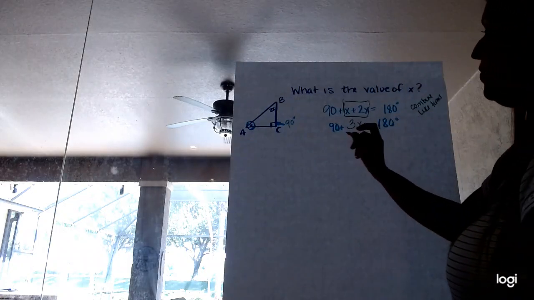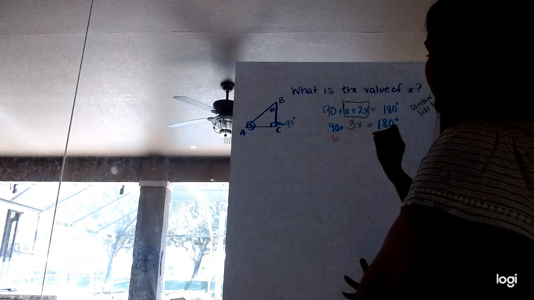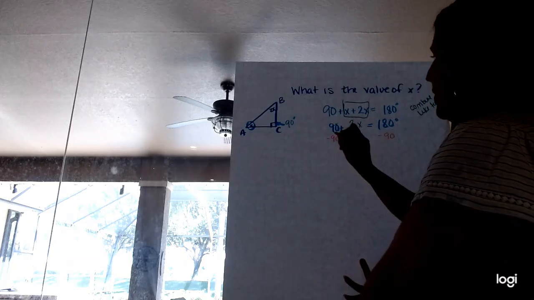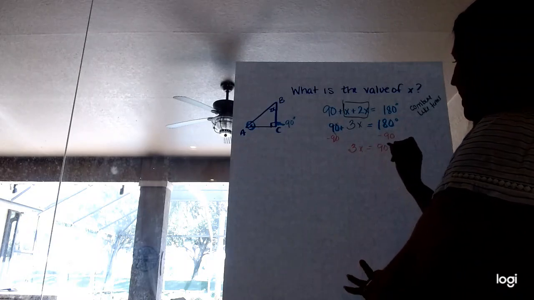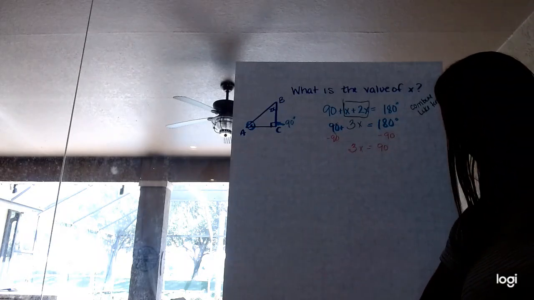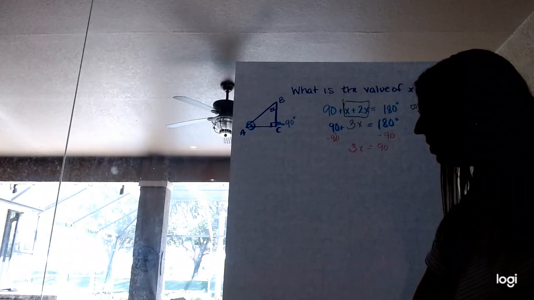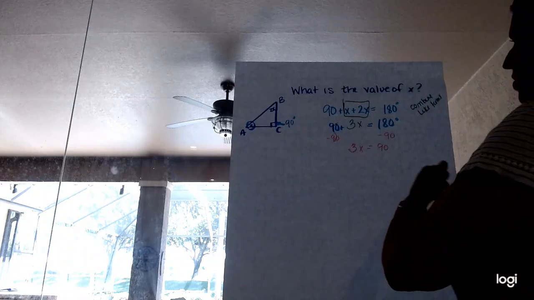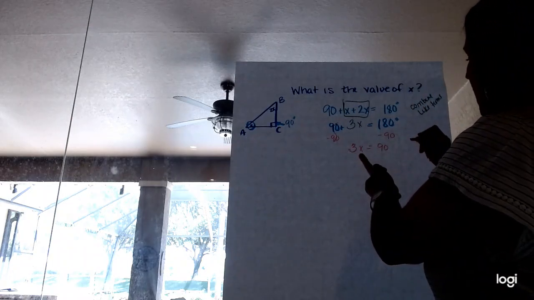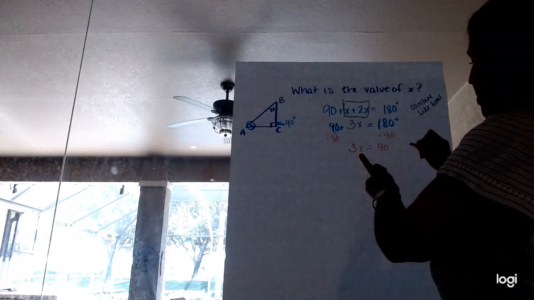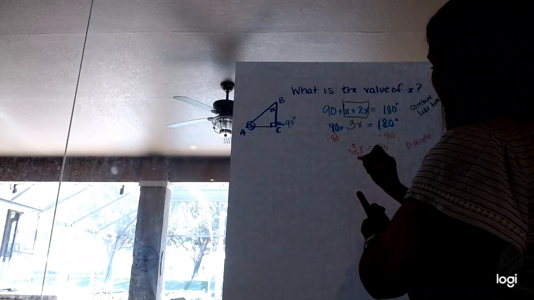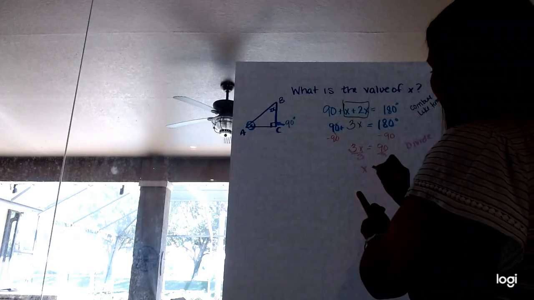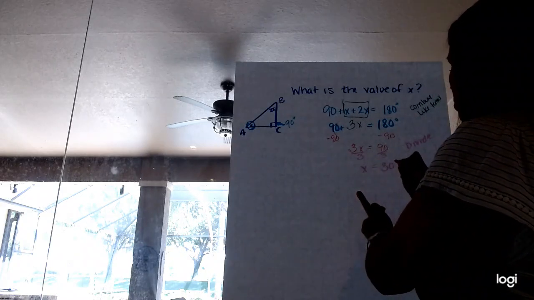Then, to find my 3x, I'm going to subtract my 90. I'm just solving a regular equation like you did in Algebra 1. So that's going to give me 90. And now you have to just divide. We've done this before. You should know how to do this. When they're attached, it's like when you're in the halls, we tell you to separate. So you're going to divide both sides by 3. So x is going to be equal to 30 degrees.